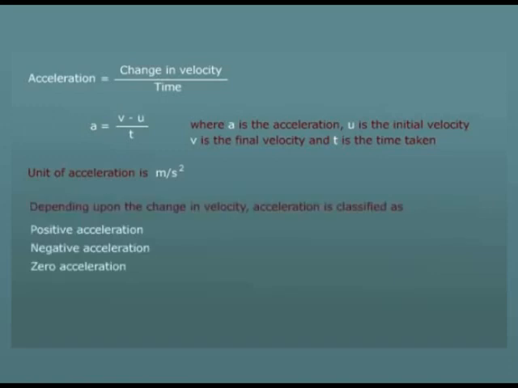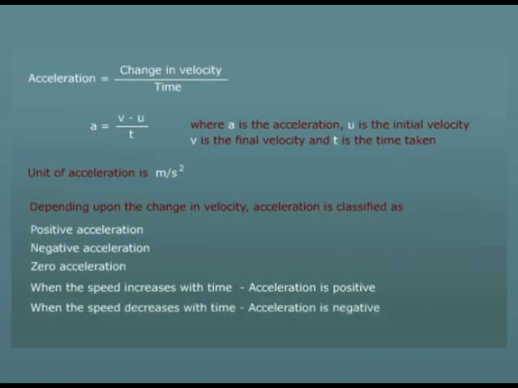Depending upon the change in velocity, acceleration can be positive, negative, or zero. When speed increases with time, then acceleration is positive. It is negative when the speed decreases. A moving body has zero acceleration if the speed is uniform.